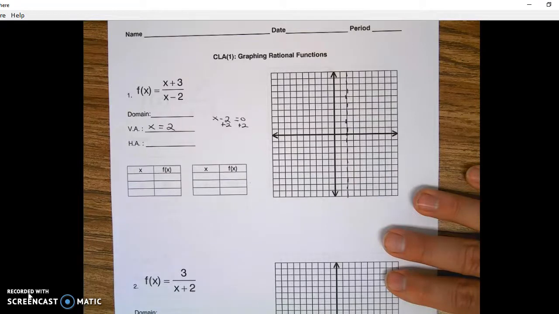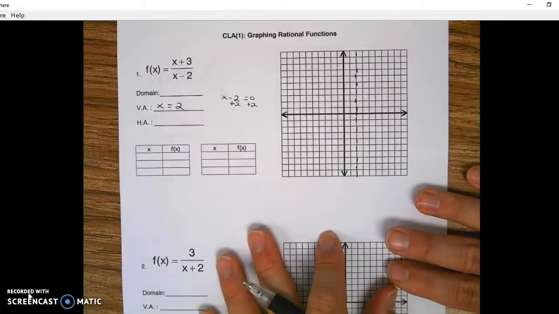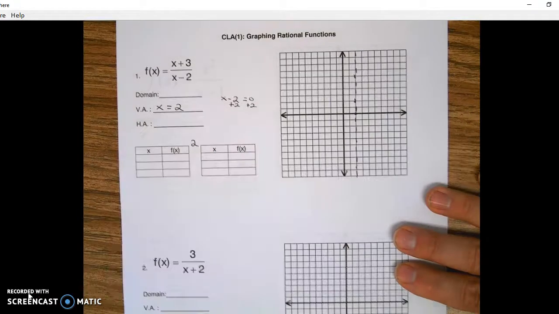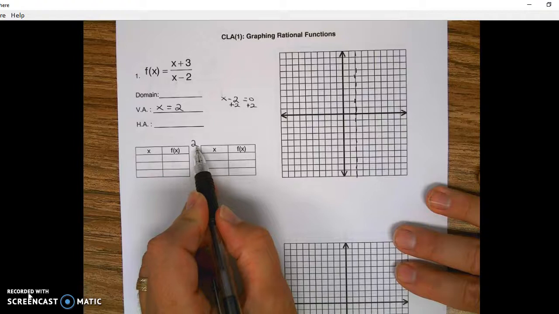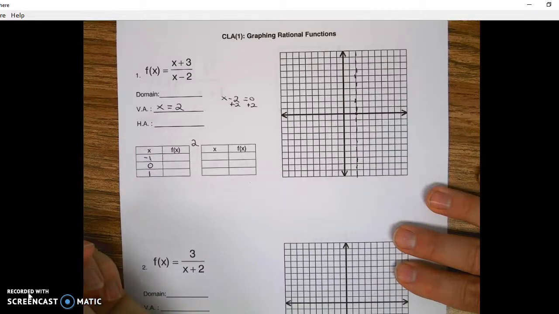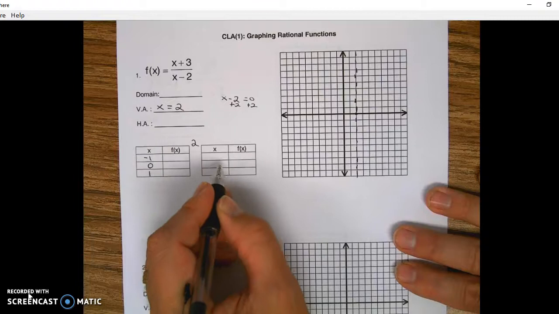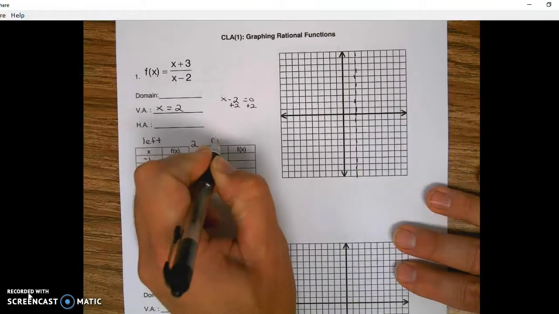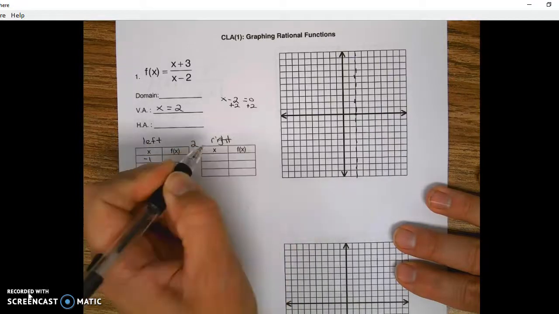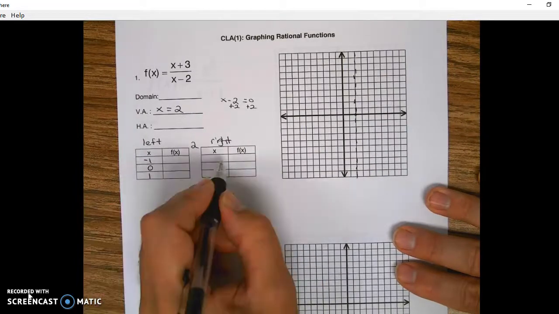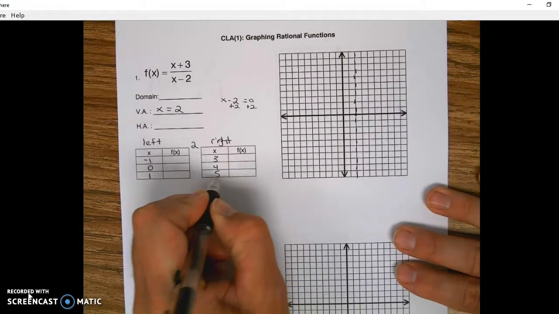Okay? Next thing we're going to do is put this 2 right here. It's going to split it up. So going to the left of 2, we've got 1, 0, negative 1. Going to the right of 2, this is going to be the right side. This is going to be the left part. This is going to be the right part. So going to the right, we're going to have 3, 4, and 5.